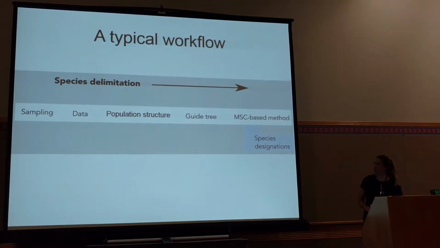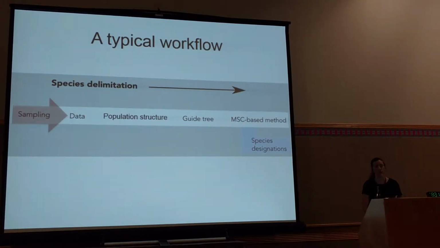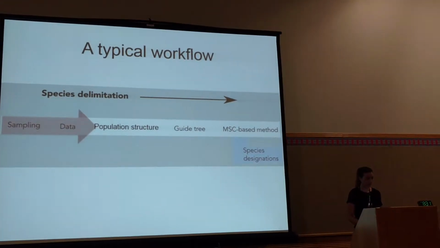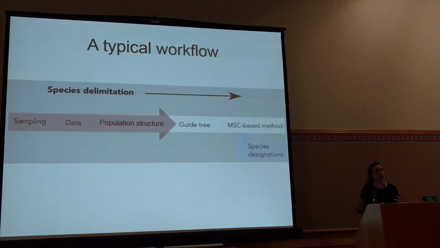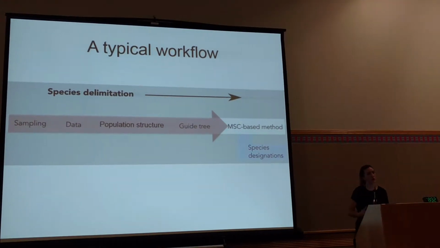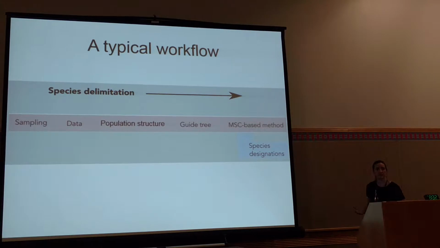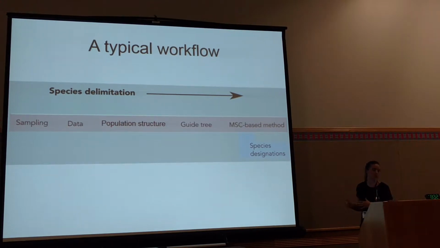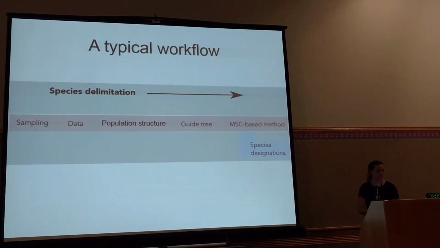So the typical workflow for these MSC-based methods looks something like this, where we first start off, of course, with samples across the geographical area. Then we gather data from those samples. Usually it's exclusively genetic data, although it doesn't have to be. We use some kind of clustering algorithm to designate some of the population structure within those lineages, or purported lineages. We generate a guide tree using those clusters as terminal taxa, and that guide tree literally guides the MSC-based method. We don't have to use a guide tree, but the example I'm going to use today does use one, so I've included it in this pipeline. And it's from those MSC-based method outputs that we make species designations.